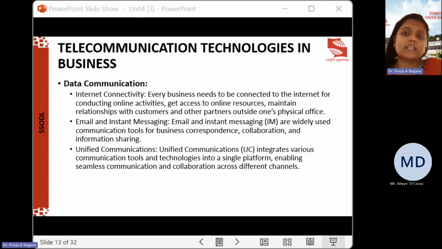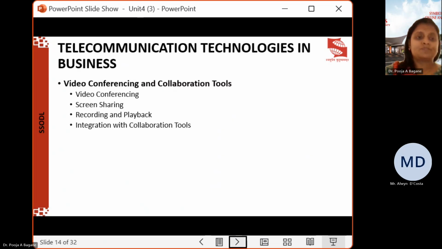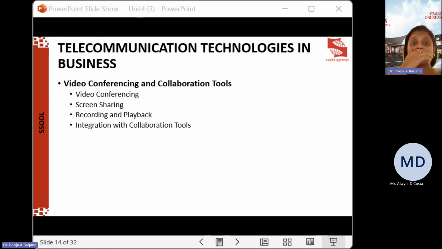So video conferencing and collaboration tools. These tools enable real-time audio and visual communication and collaboration between remote participants. There are different key features of video conferencing and collaboration tools, like video conferencing, screen sharing, recording and playback, and integration with collaboration tools.